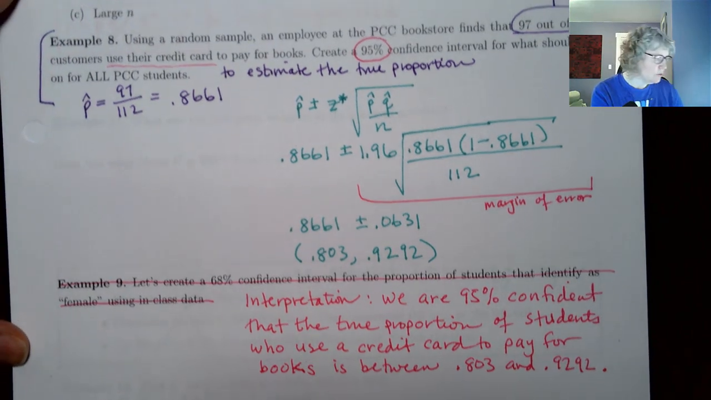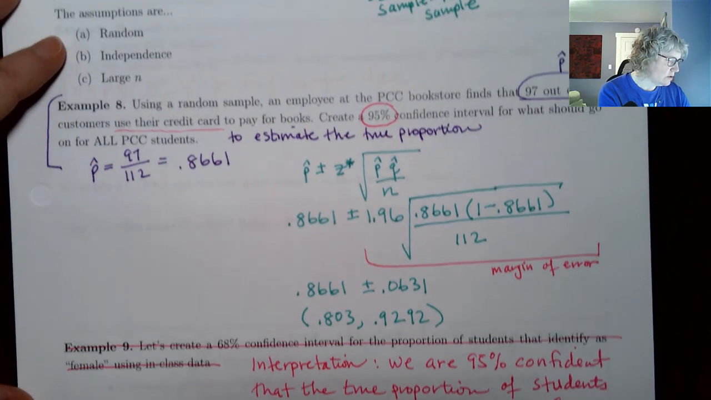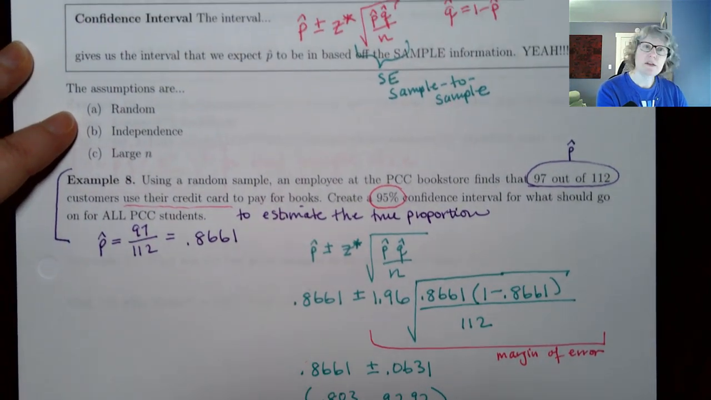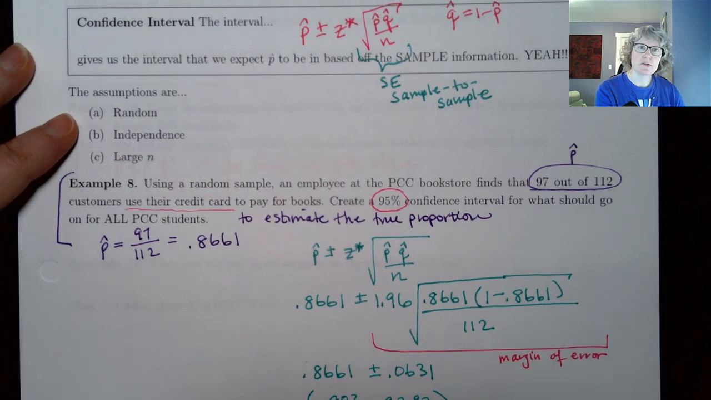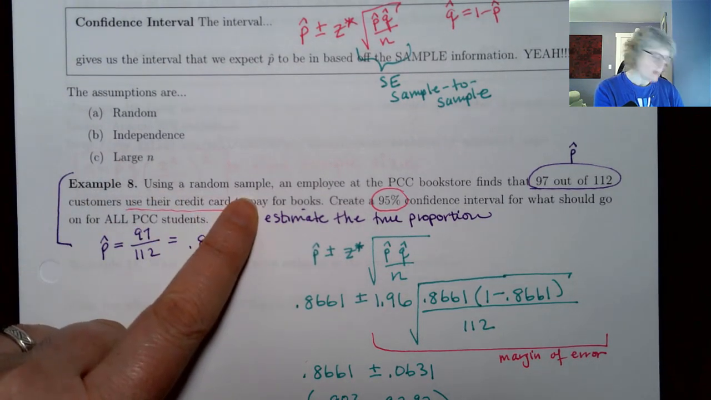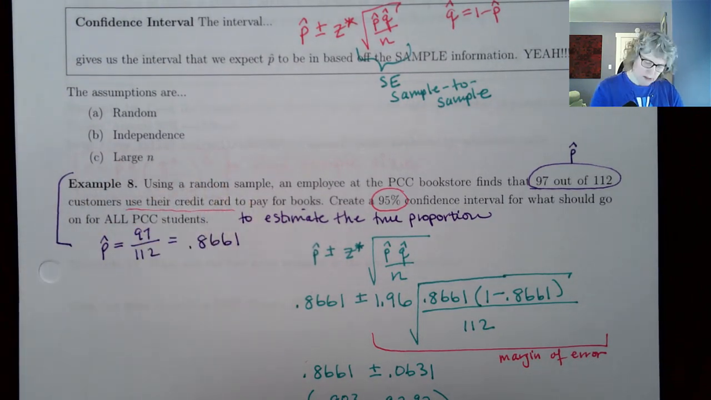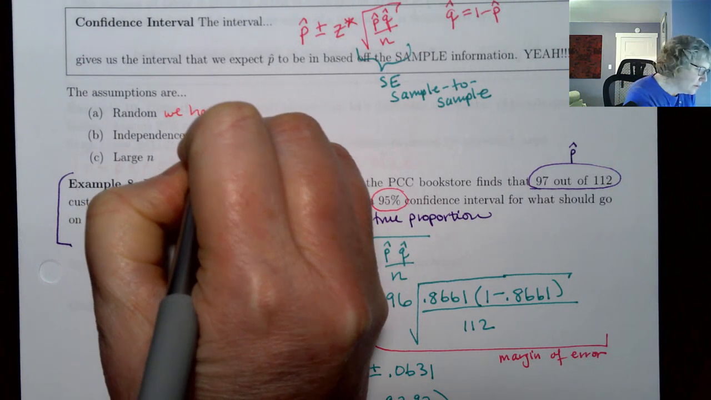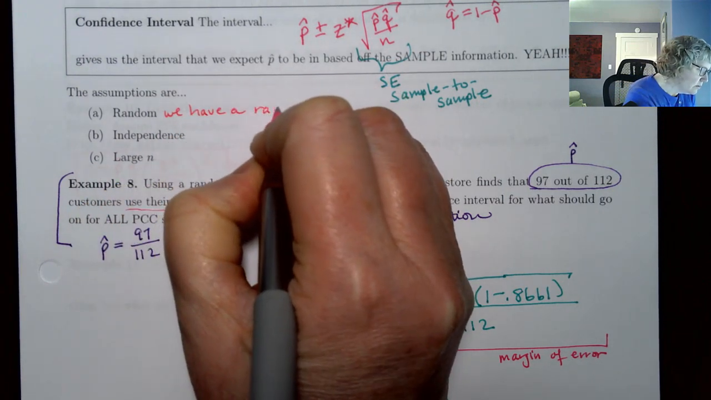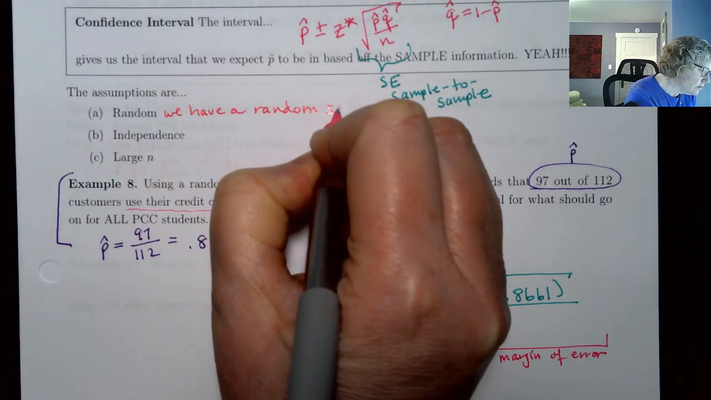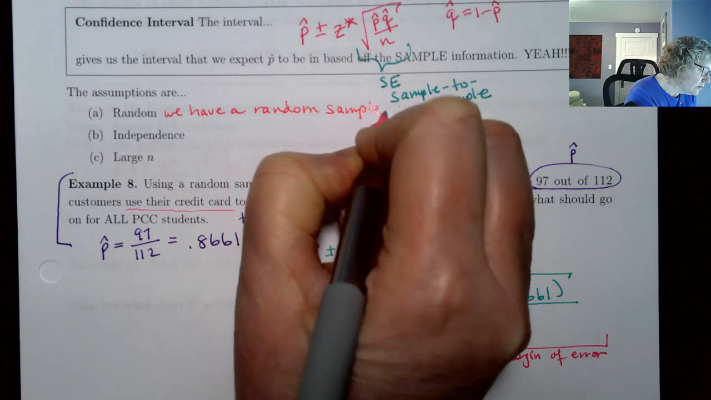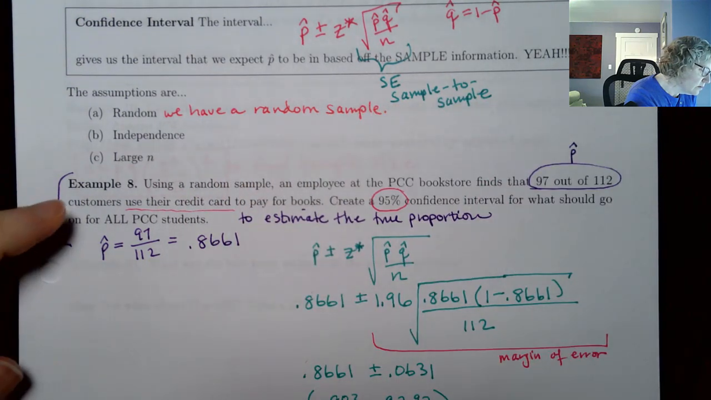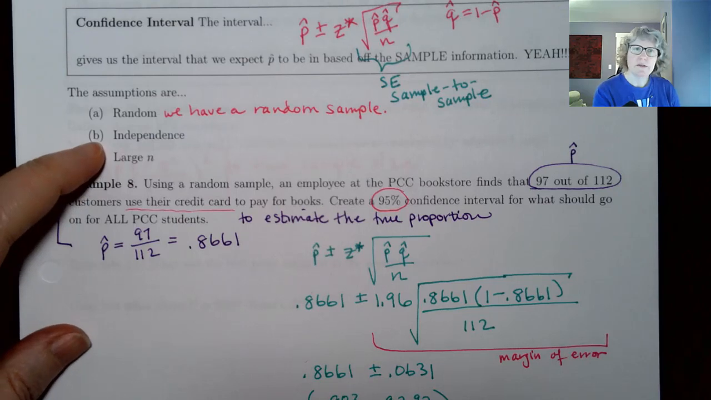Okay, so what we didn't do was our conditions, so let's go ahead and do that. We must have a random sample. That's our first condition. It does say using a random sample, so I'm going to say we have a random sample. Okay, great. So that one is met.